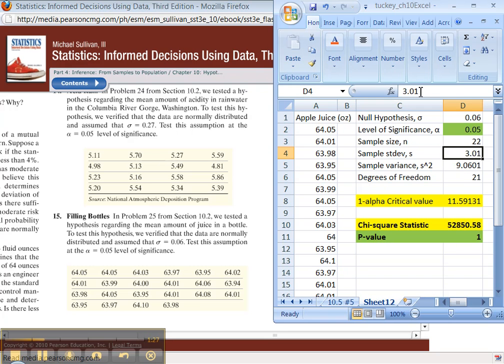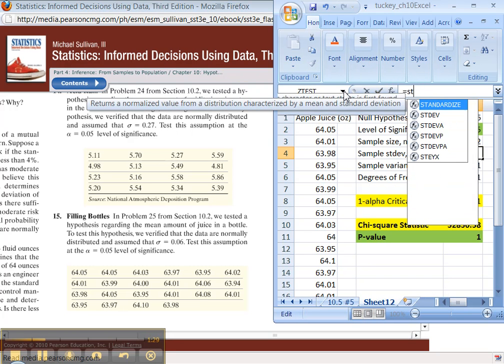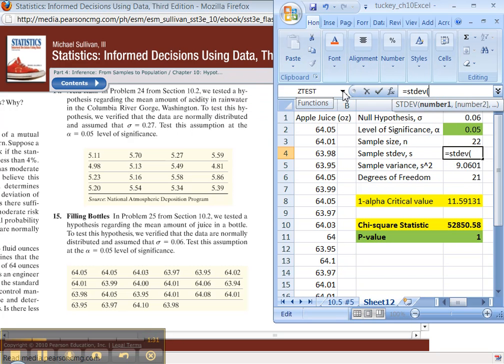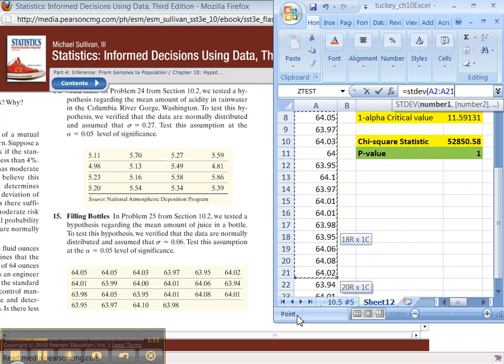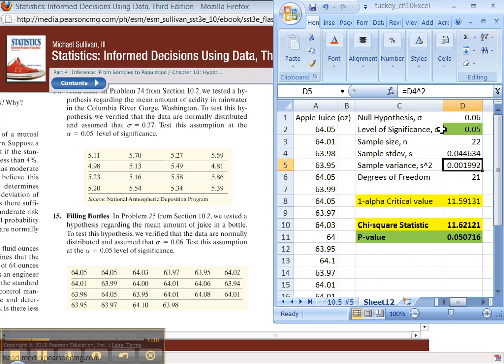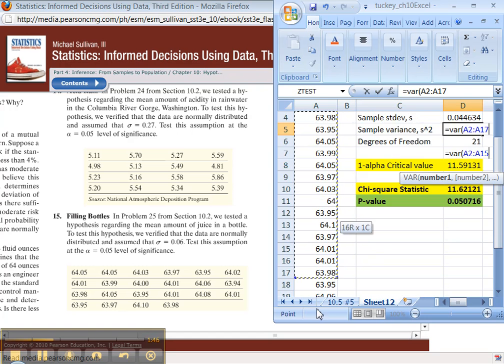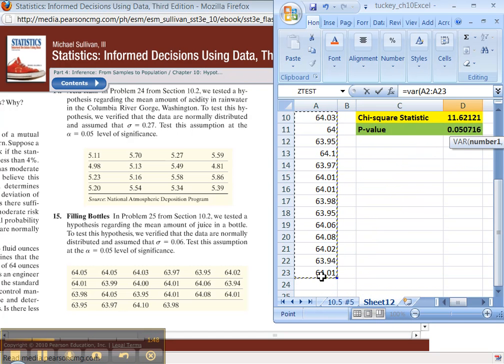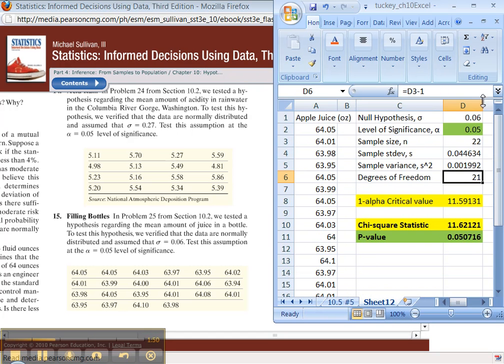Now the standard deviation is s. That's equal to STDEV of all that data. Boom. Okay. And it actually already figured the variance, although if you wanted to figure it another way, you could do equals VAR of that data, and you should get the same number. Yep, and we do, 0.00199. Okay, this number, s squared, makes this number.